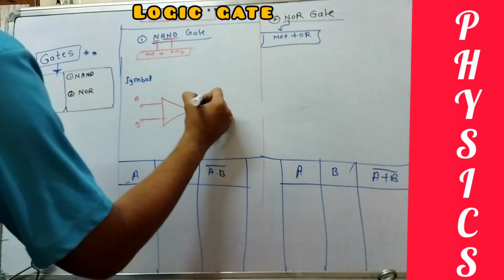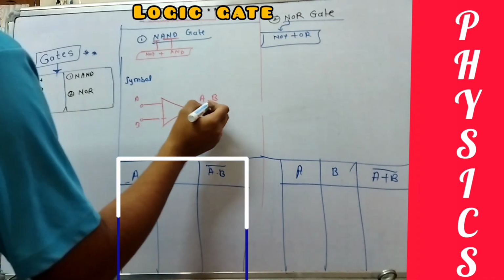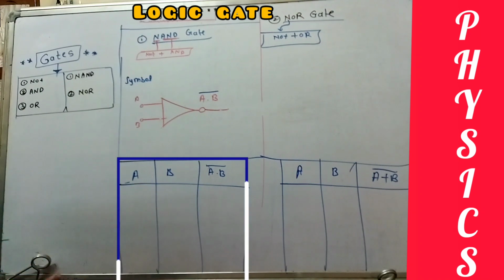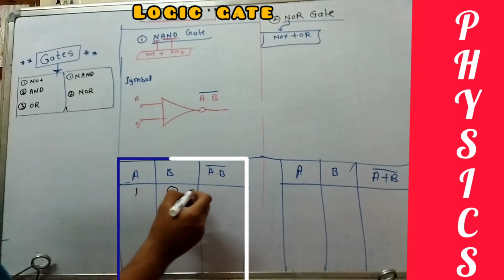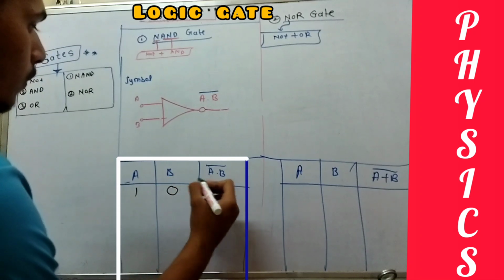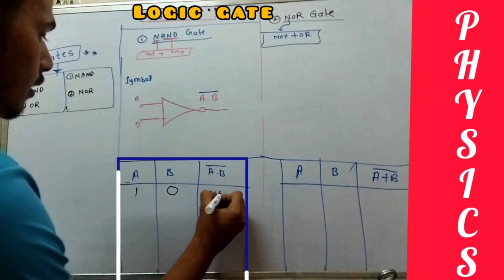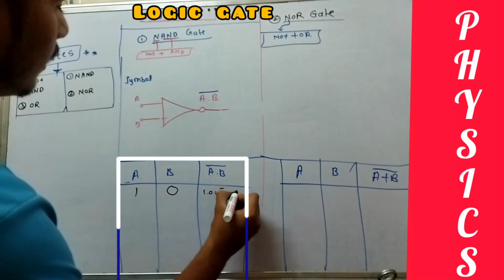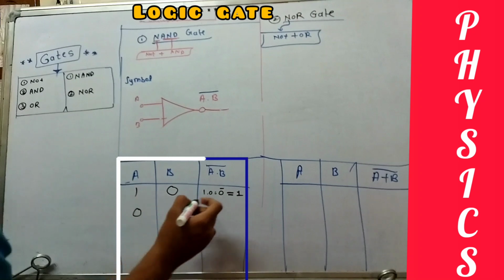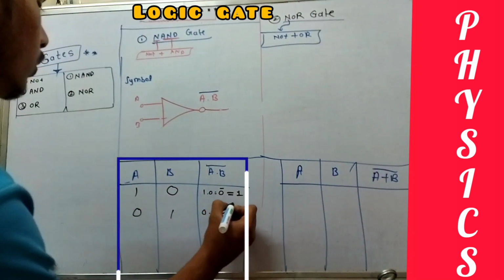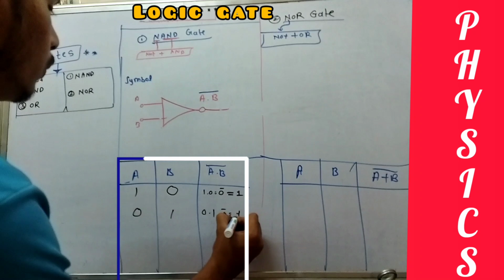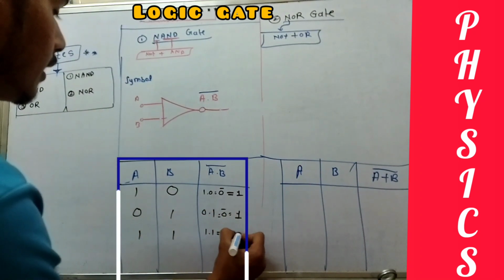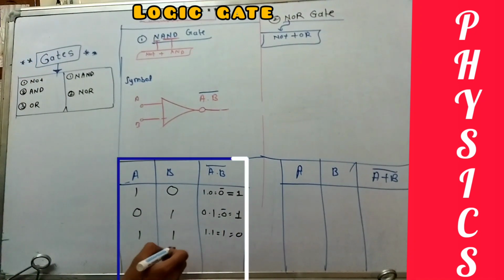When A is 1, B is 0, then product of A into B is 0, and when we take negation of 0 it is 1. Similarly, negation is 1. Product is 1 and negation of 1 is 0. A is 0, B is 0, product is 0, negation is 1. Next, this is the truth table and this is the symbol.